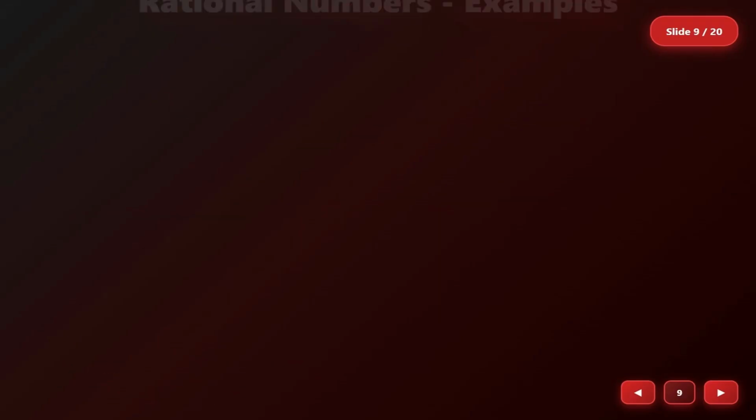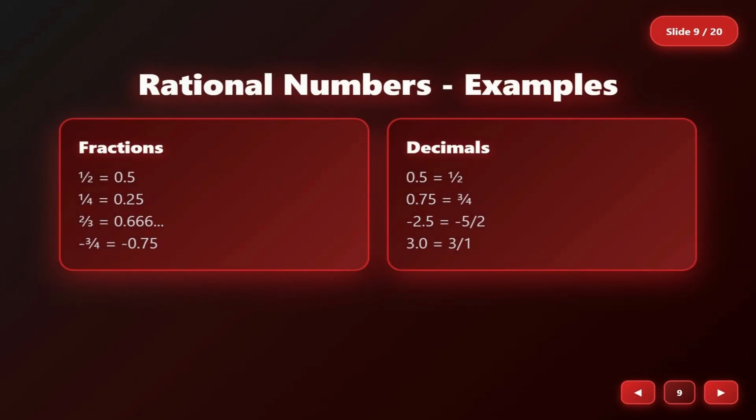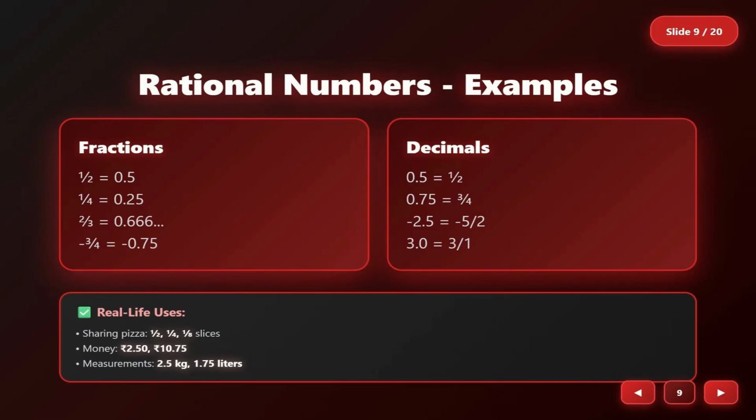Right, let's see some examples. Fractions: half, 1 by 4, 2 by 3, -3 by 4. Decimals: 0.5, 0.75, -2.5, 3.0.